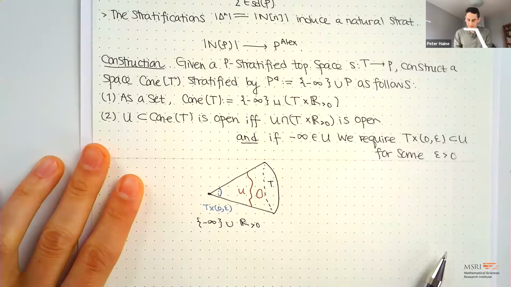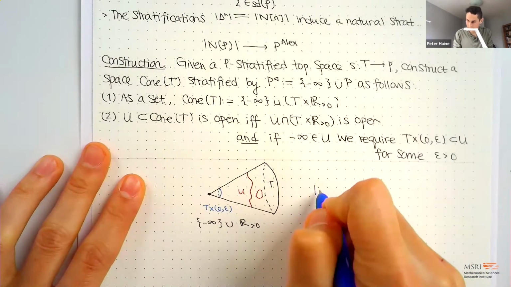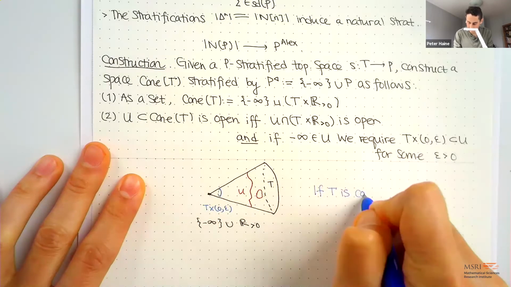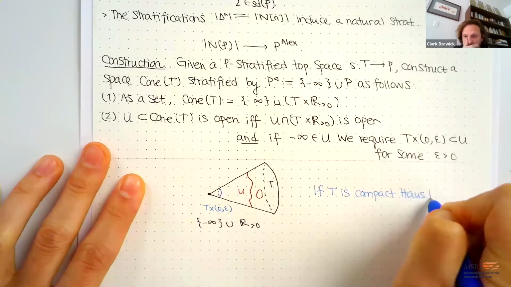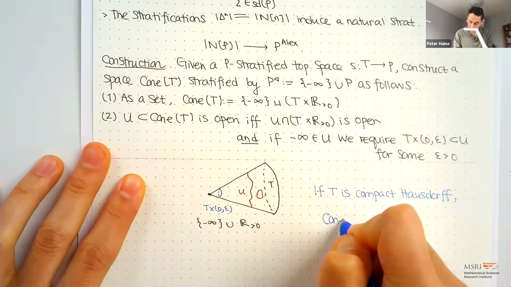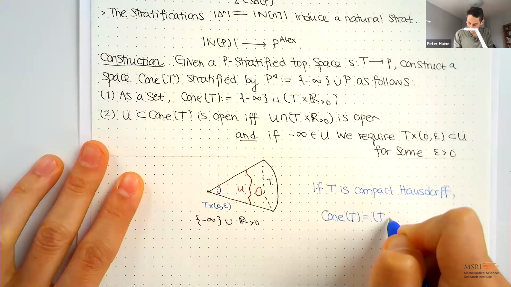So the remark is, if T is compact Hausdorff, then this cone on T is really just the pushout in topological spaces.